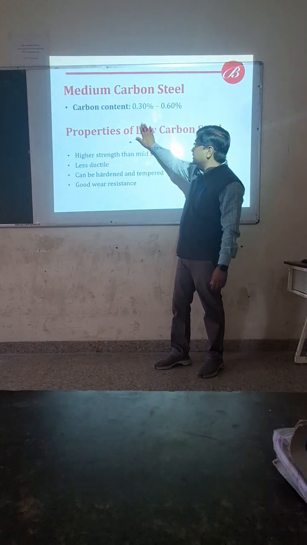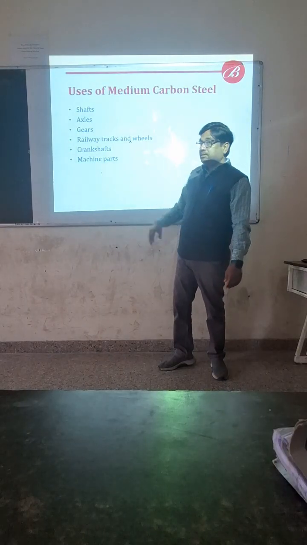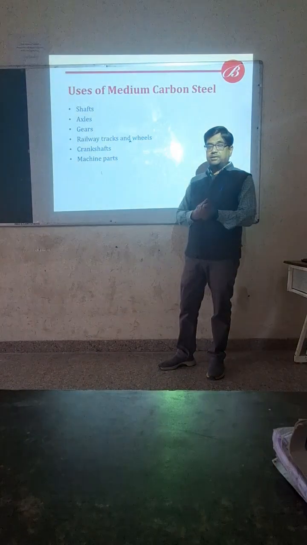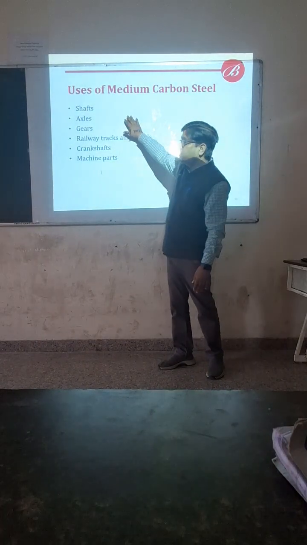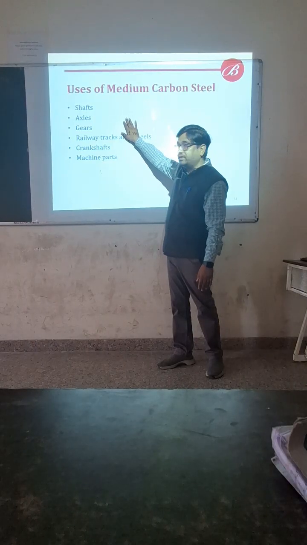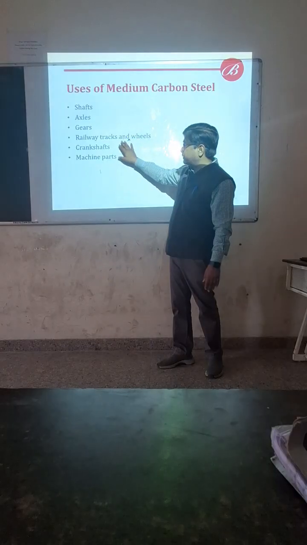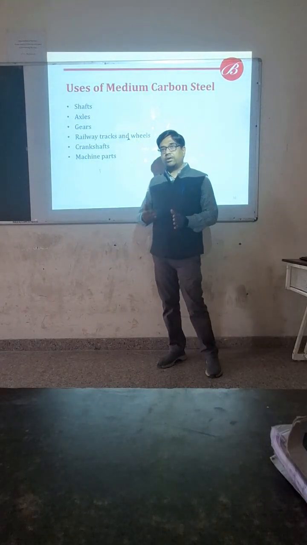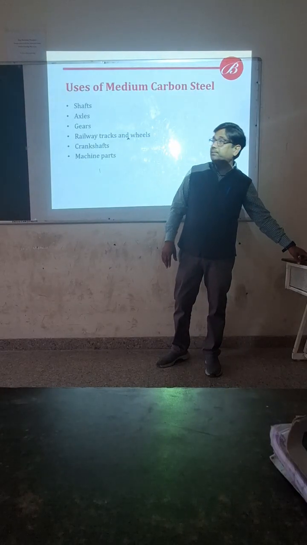When we talk about the uses of medium carbon steel, because of its higher strength compared to low carbon steel, it is used in mechanical and automobile components like shafts, axles and gears. Even railway tracks and wheels are made of medium carbon steel. Crankshafts and other machine parts are also made of medium carbon steel.